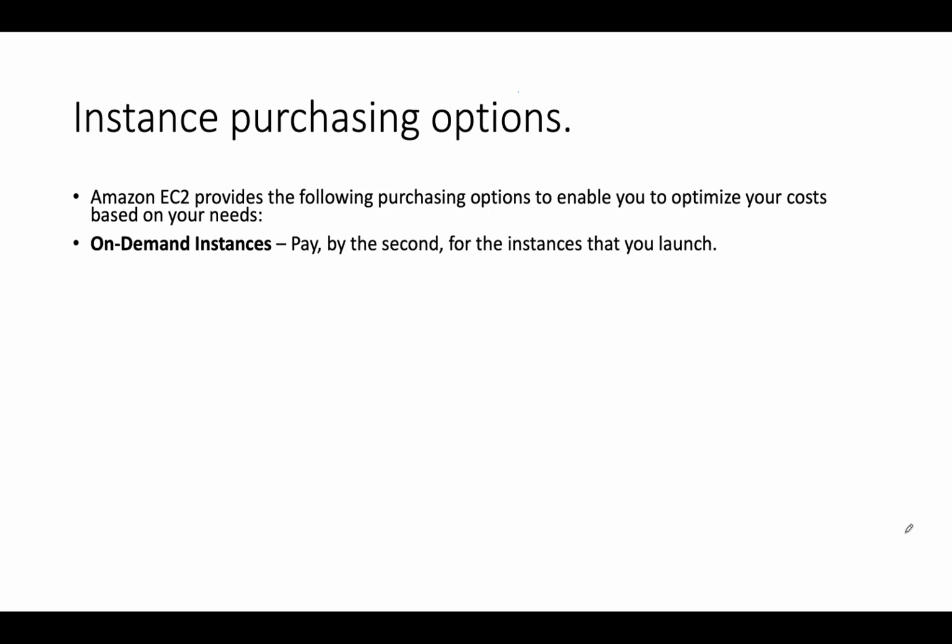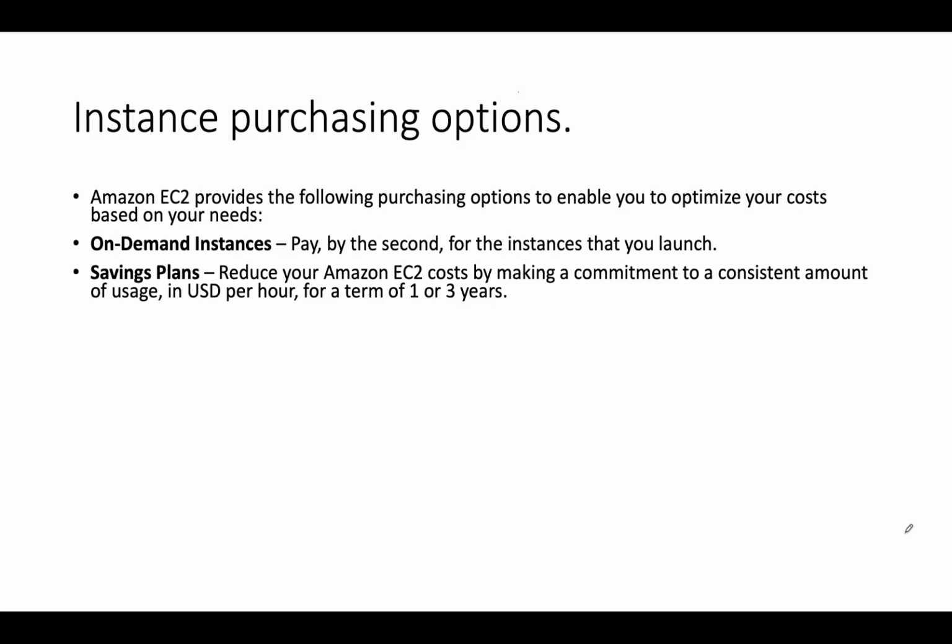Those are on-demand instances. That means the moment that you launch, you pay Amazon by seconds. Next, Savings Plans. A Savings Plan reduces your Amazon EC2 cost by making a commitment to a consistent amount of usage. If you know that you have a consistent amount of usage, then you can specify a time frame of 1 year or 3 years, and that will reduce the cost.